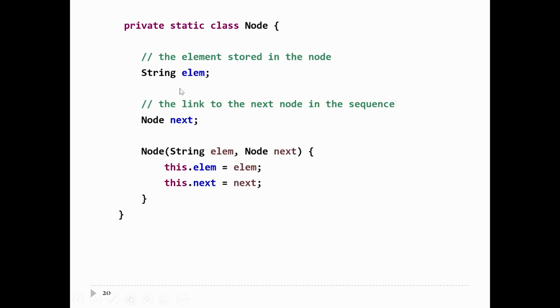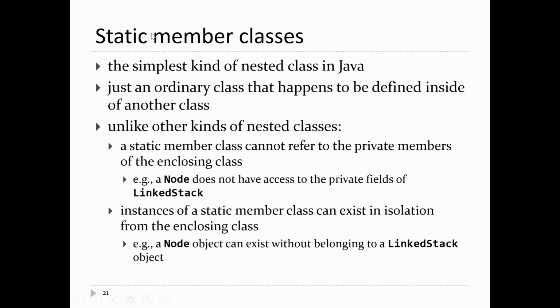Okay, so this class is inside of another class, which means it's a nested class in Java, and it's also marked static. So this is called a static member class or a static nested class. And this turns out to be the simplest kind of nested class in Java. The previous nested class that we saw was called an inner class, and that's different than a static nested class. So what's a static nested class? It's just a regular class that happens to be defined inside of another class. That's all it is.